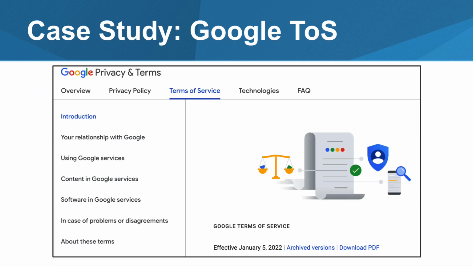So let's take a look at Google's terms of service. Google is known as having a well-organized terms of service document. Companies change their terms of service over time, so this may not look like the latest terms of service from Google, but it's still a good thing to look through right now.